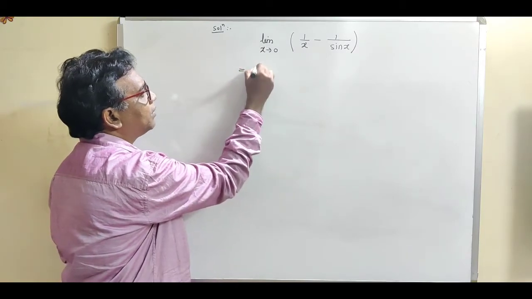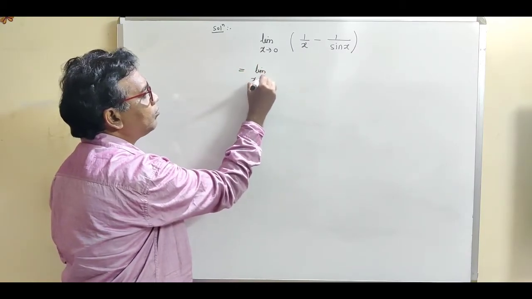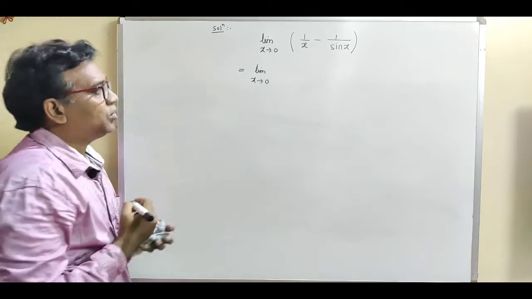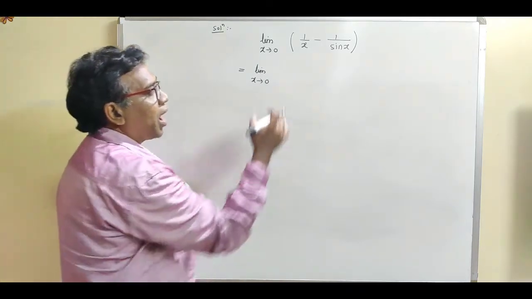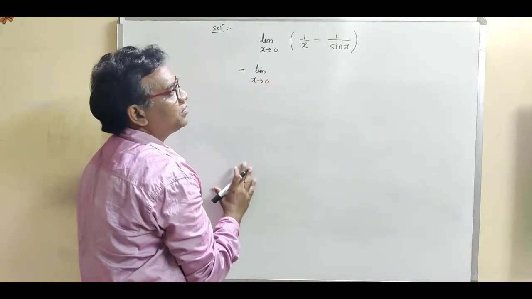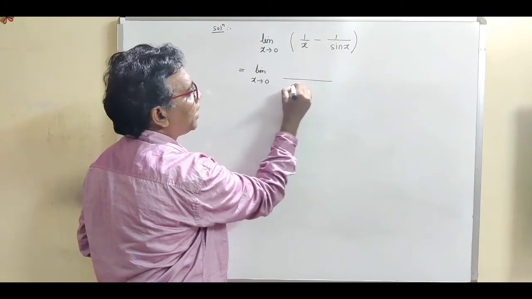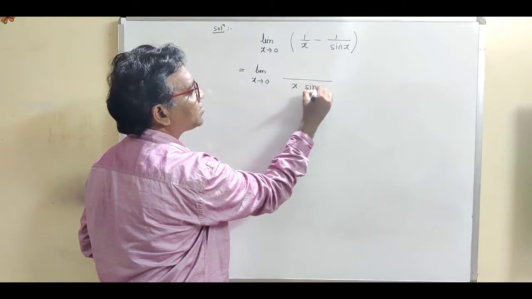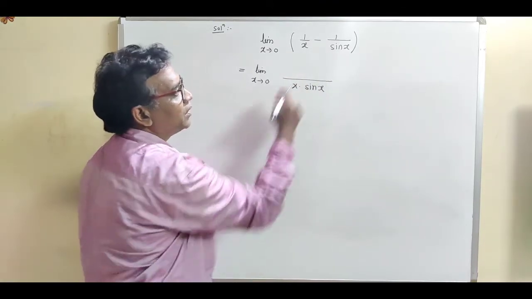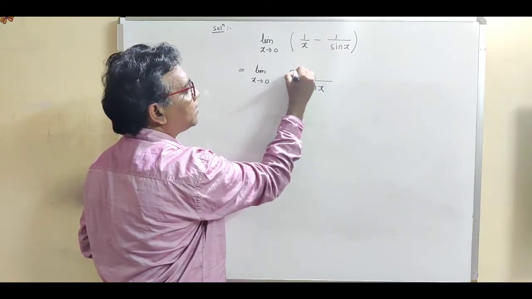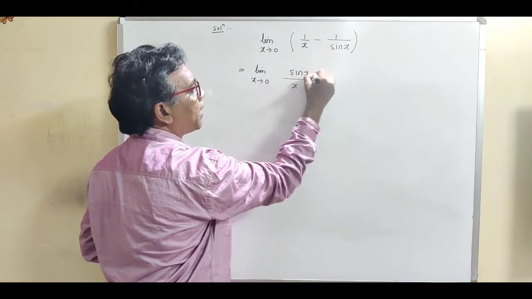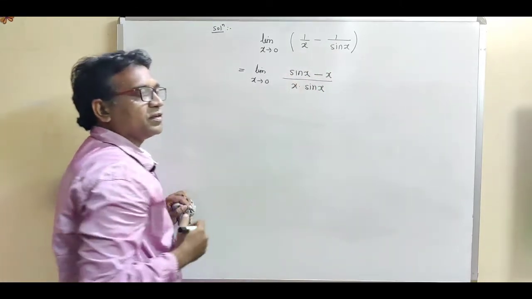This is equal to limit x tends to 0. Now how to convert into division? Just take the LCM. Now this is the term of LCM, x into sin x. Just cross multiply. This is sin x minus x. So this is the method.